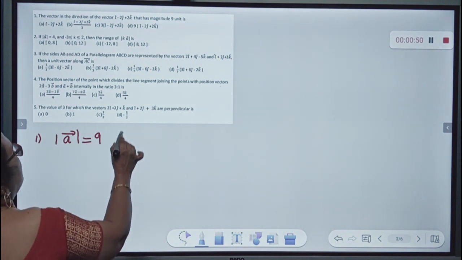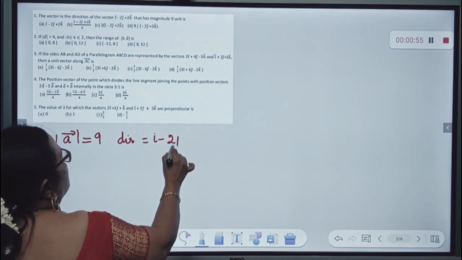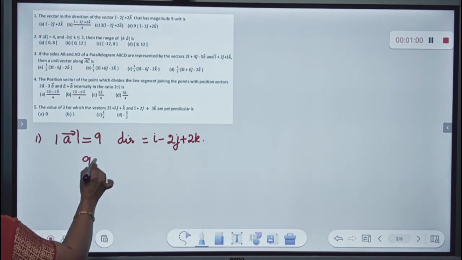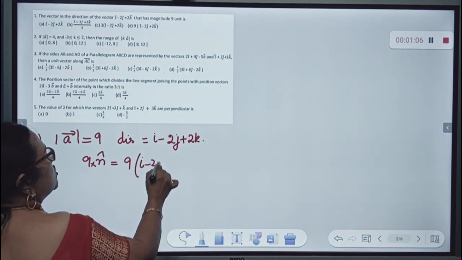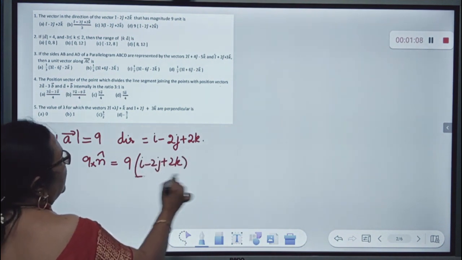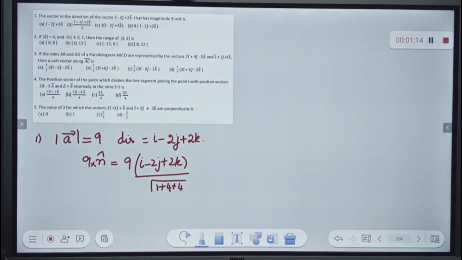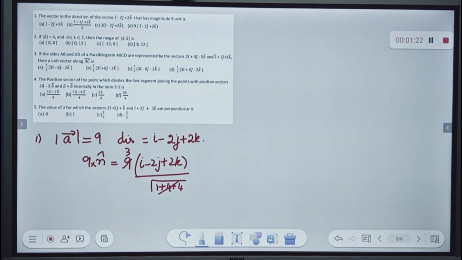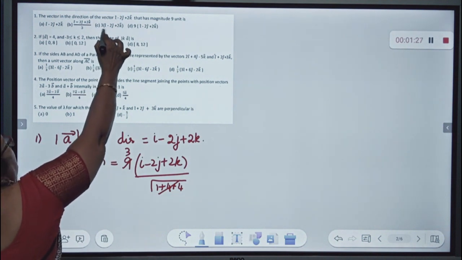What is the direction? It is given by i minus 2j plus 2k. So 9 times n cap will be 9 times (i minus 2j plus 2k) divided by root of 1 plus 4 plus 4, because I am dividing by the modulus. So this is 3, and you will get 3 times (i minus 2j plus 2k).